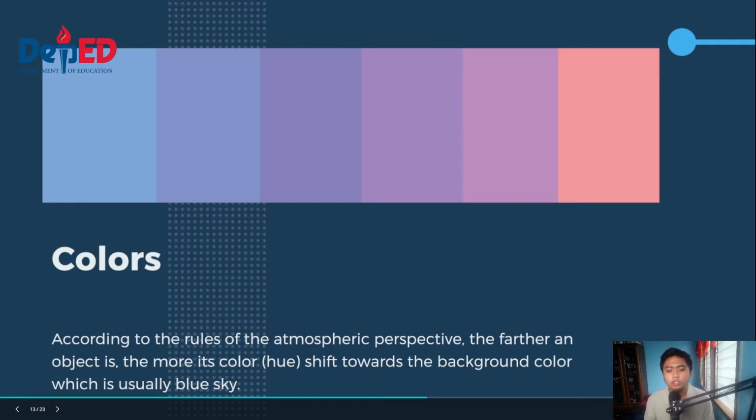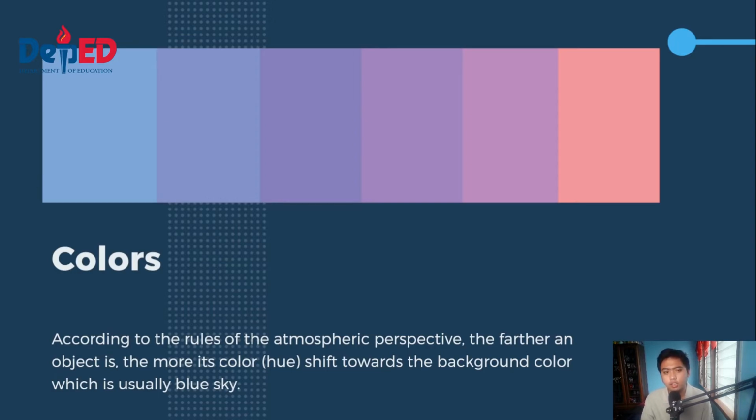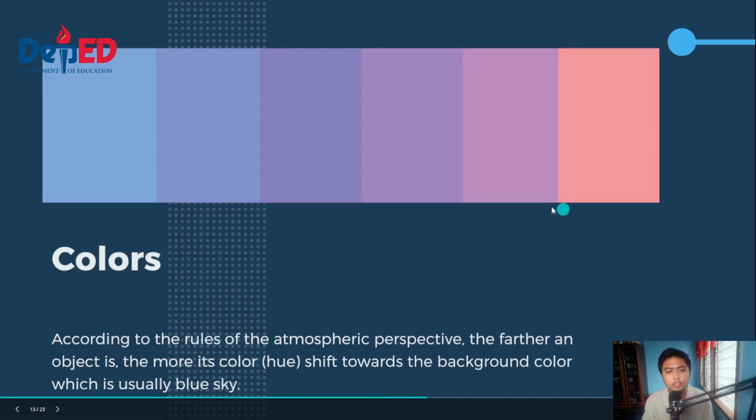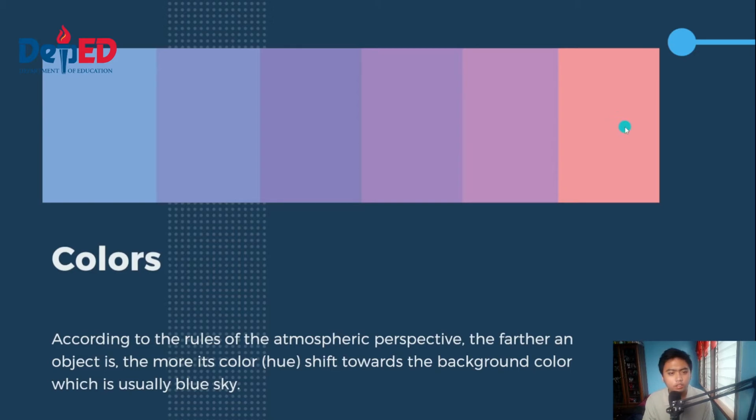So colors. According to the rules of atmospheric perspective, the farther an object is, the more its color or hue shifts toward the background color, which is usually the blue sky. Let's say it's a sunset. If you're going to create a sunset or similar color, you will start with this color. Then the farther you get, it should become the same color as the sky. The farther you get, the closer you are to the colors of your background.